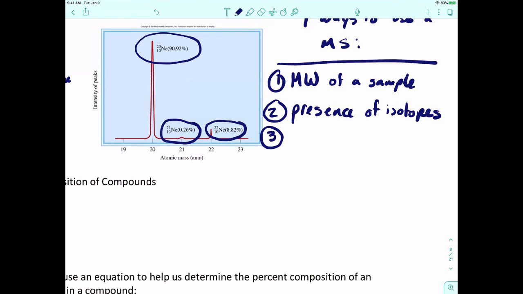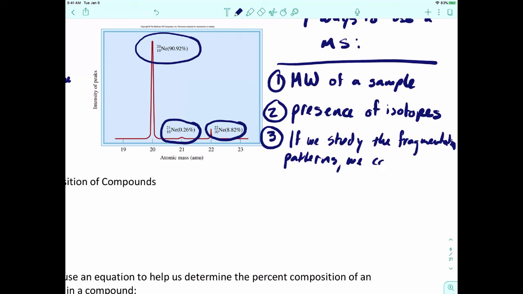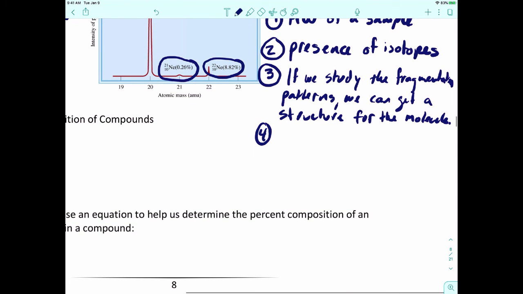If we know the fragmentation patterns, we can actually get a 3-dimensional structure of a molecule. So if we study the fragmentation patterns, we can get a structure for that molecule. And then finally, if you make it past organic chemistry and go on to biochemistry, mass spectrometry is used to sequence nucleic acids and proteins.